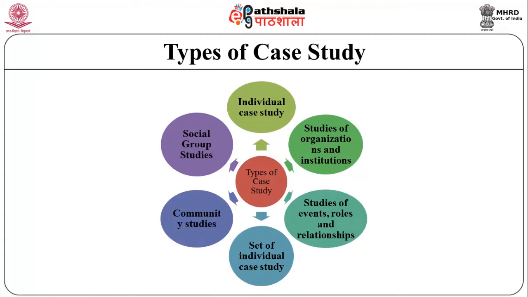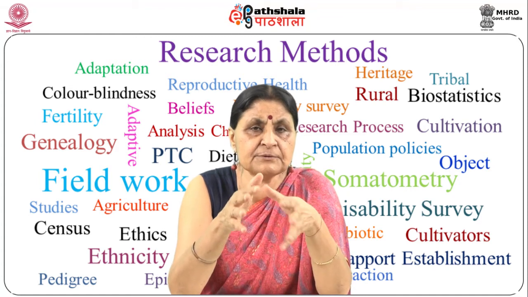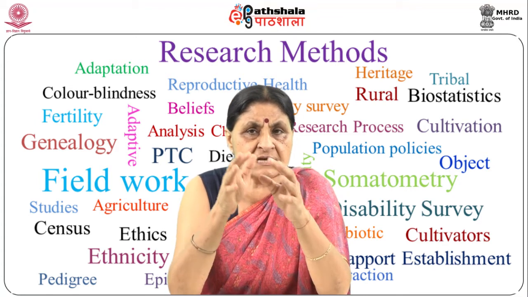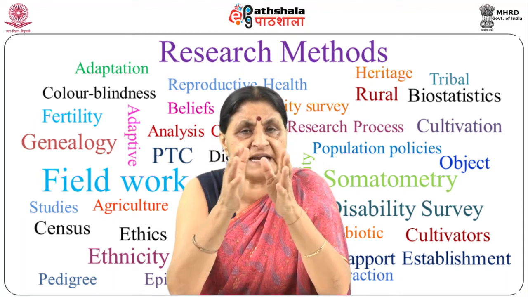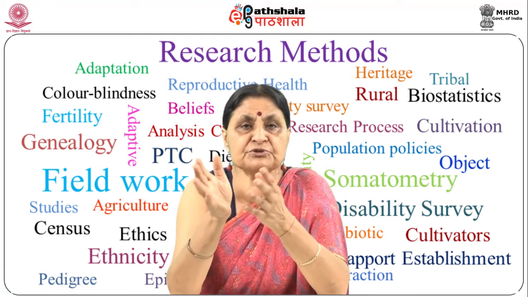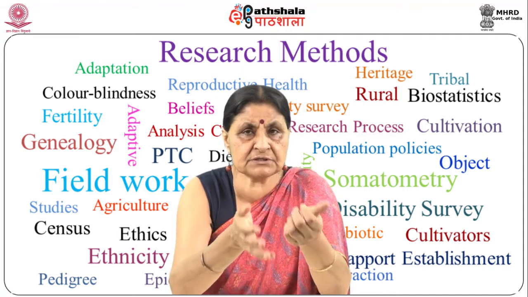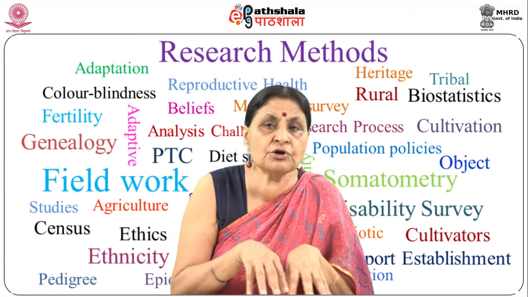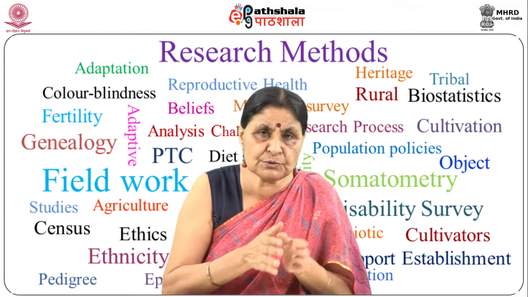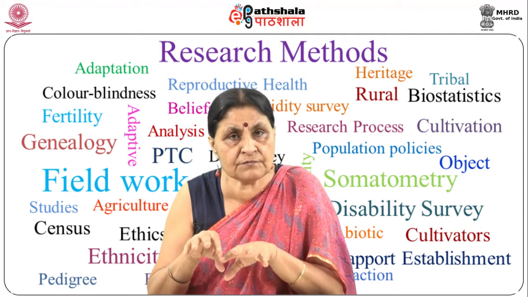As for instance, those living in rural areas and those living in urban areas, there will be different cases between them. Community study. In community studies, it may include hundreds of people from a community that is picked for some reason. Social group studies. A group of people that define their social position, for example, a group of musicians or a group of drug takers. Now, studies of organization and institution. Study of a particular organization or an institution. Studies of events, roles, and relationships. Similar to individual case study, but more focused on the events, roles, and relationships that are involved.